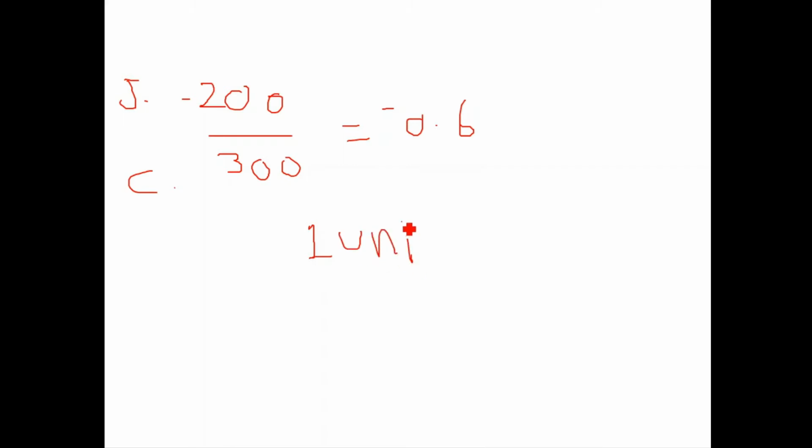We have 200 producing juice over 300 producing clothes, right? So this is clothes, and this is minus, and this is juice. So divide 200 over 300. What is the answer? Use your calculator. 0.6, minus. What does this mean? It means that to produce 1 unit of clothes, you need to give up 0.6 of juice. This is for Egypt, right?